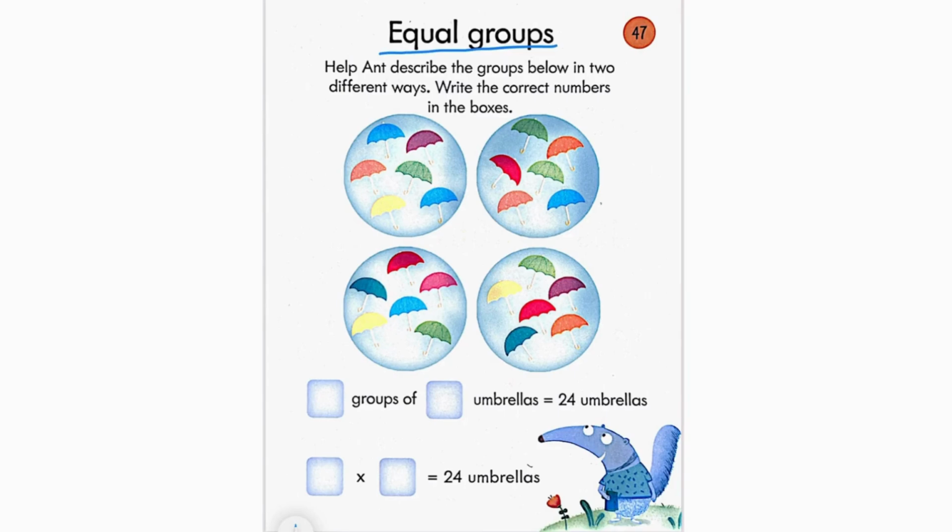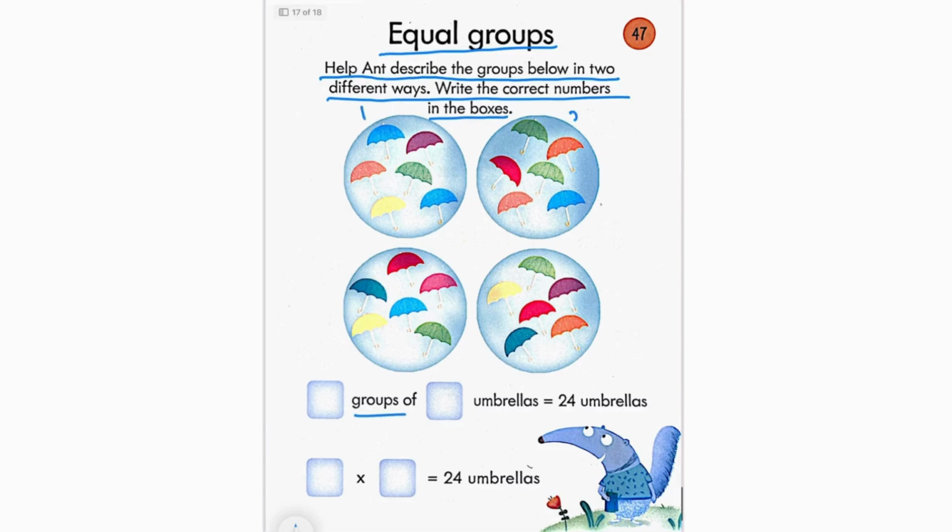Equal groups. Help and describe the groups below in two different ways. Write the correct numbers in the boxes. Groups 1, 2, 3, 4. 4 groups of 1, 2, 3, 4, 5, 6. 6 umbrellas. 4 times 6 equals 24 umbrellas.